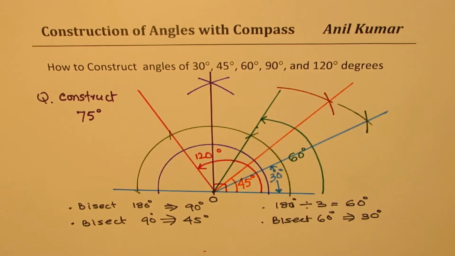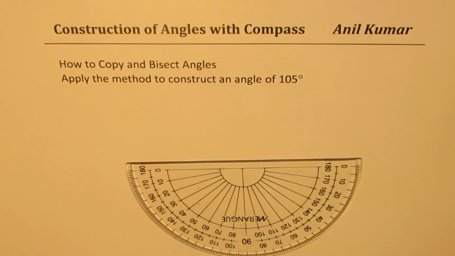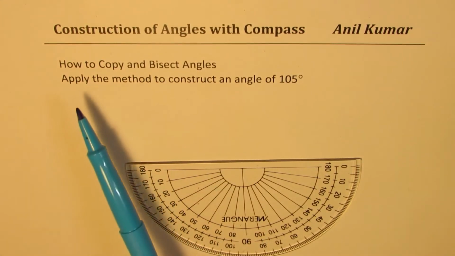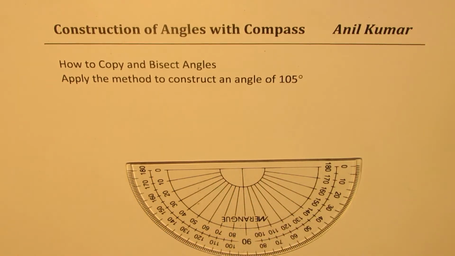So we learned in this particular video how to bisect an angle and how to construct different angles by the combination of bisecting each. How to copy and bisect angles. That is one thing we'll learn. Second is apply the method to construct an angle of 105 degrees.